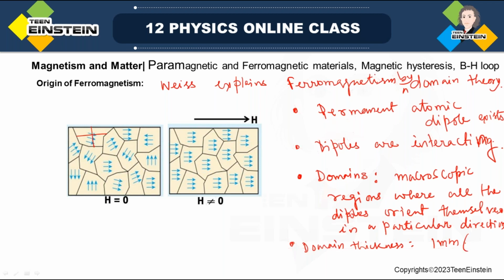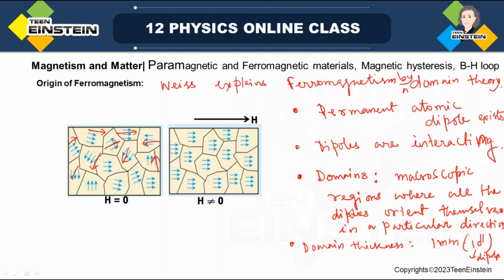And how many dipoles are there in a single domain? Of the order of 10 to the power 11 or 12. This many dipoles are there. But even though domains are there, along a domain there is a net dipole moment. They have a net dipole moment along this direction. This one has this direction, and this one has this direction, because all of them will add up. So the resultant dipole moment will be like this.